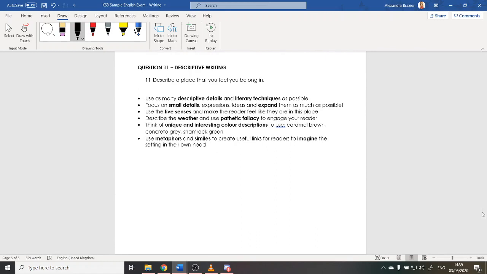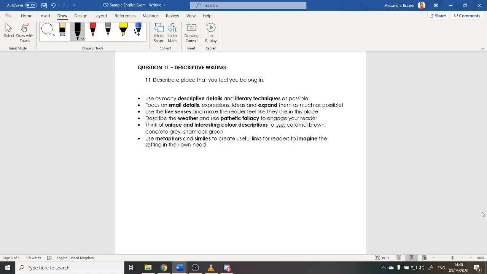Describe a place that you feel you belong in. So this should have something that you can think of. These questions aren't made to, you know, catch you out. You're not going to be asked a question about describe a place in which you won the lottery, or, you know, something that might not have happened. It should be something that you can relate to. You need to use descriptive details and literary techniques.